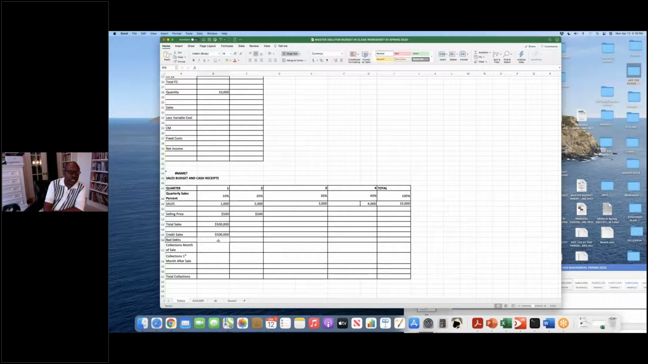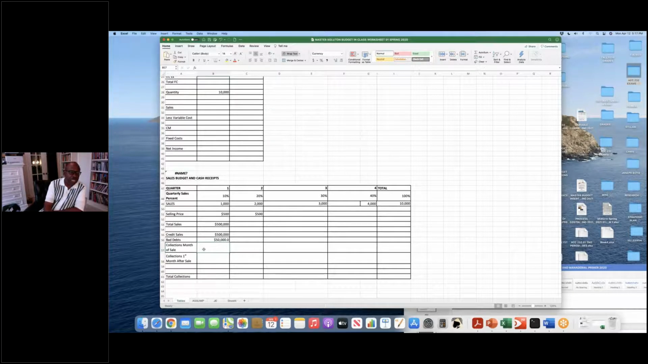Now, the bad debts we said were 10%. So what that means is 50,000 is not going to be collected. So 50,000 of the money that the student said they're going to pay the university is not going to be collected.